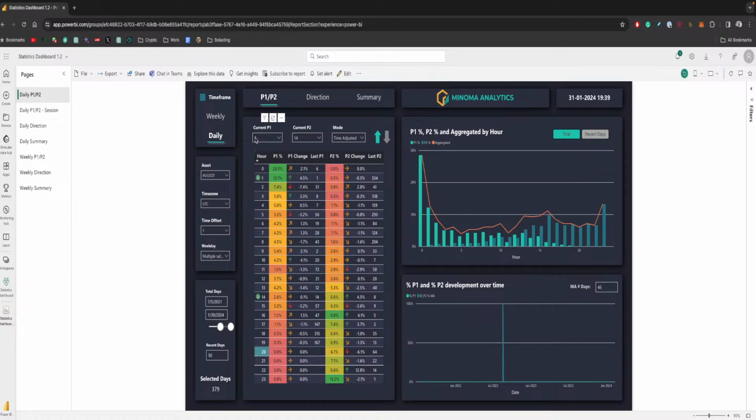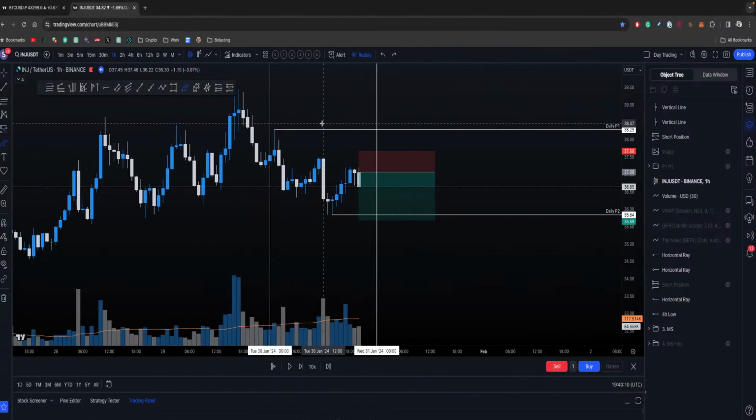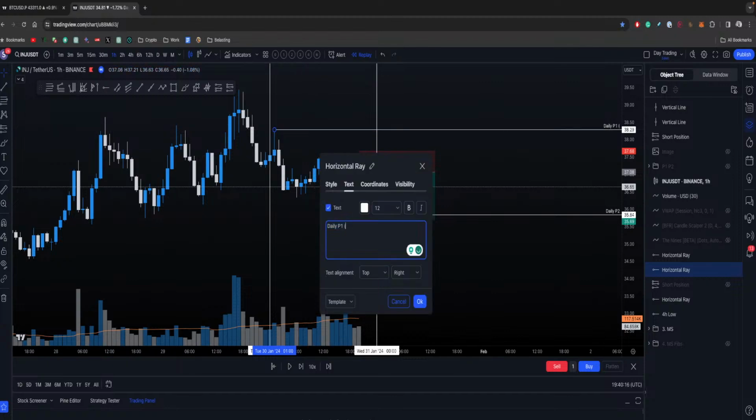So what you can then see is that it recalculates everything that is left. And basically what it ends up with is that there is an 82.1% chance of P1 holding as P1, and there's a 17.9% chance of P2 becoming P1, right? So if we write that down, daily P1, 82.1% chance of staying P1, the first pivot of the day, first daily pivot.